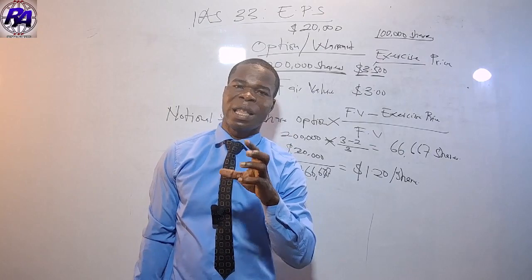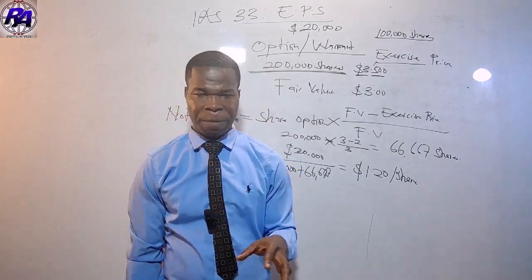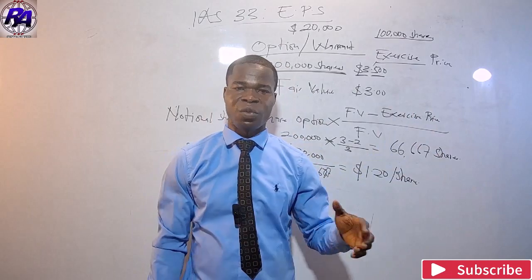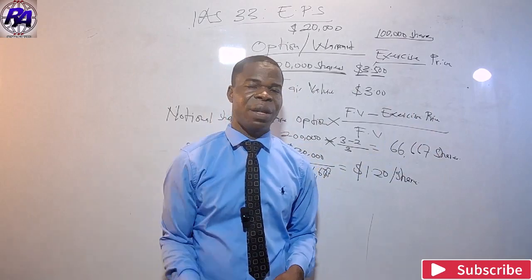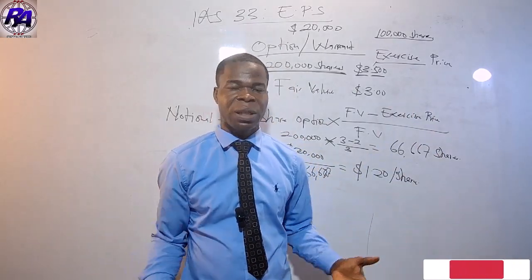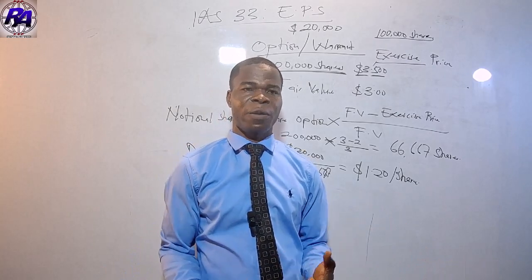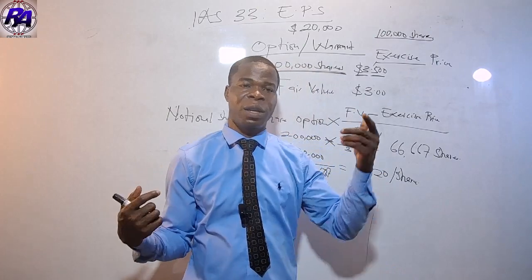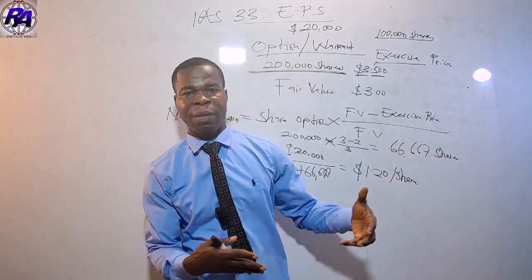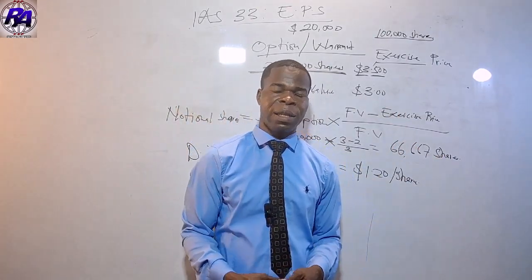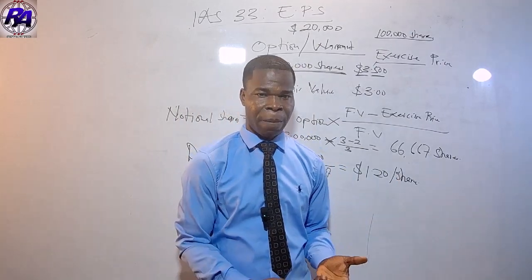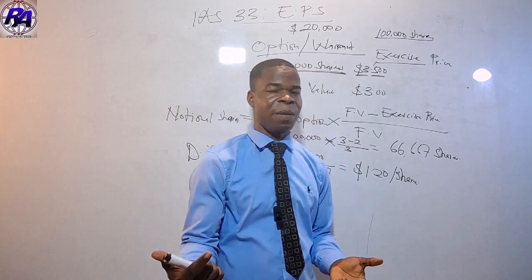So this is actually the end of earnings per share. Don't forget to look at all the circumstances under which we can compute our diluted earnings per share and our basic earnings per share. Don't forget, we looked at the importance of earnings per share at the beginning of our lesson, and we also have to look at the limitations of earnings per share.